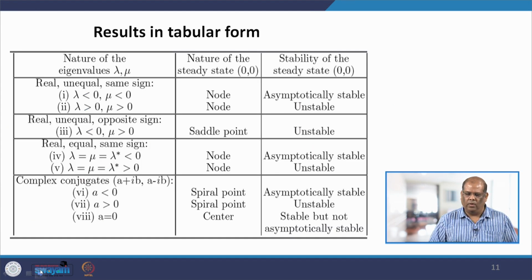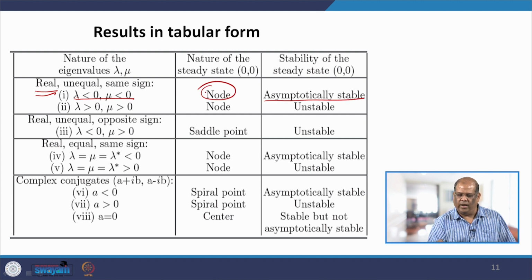To sum up, I put it in tabular form. You have a linear system, you find the eigenvalues and then you see whether they are real or imaginary. If they are real, whether the signs are negative. If both are negative, it is called a node and it is asymptotically stable. If both of them are positive, it is again called a node, but it is unstable. Now, if they are opposite, one positive and one negative, it is called a saddle point and it is still unstable.